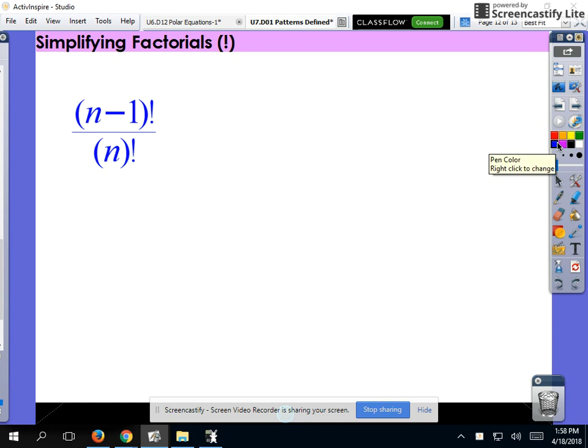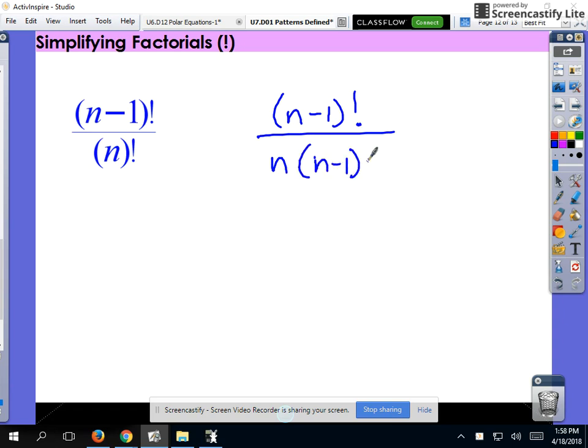All right. Which one should I start with? I probably should start with the bottom, because the top is the smaller term. So n minus 1, I'm going to stay as that. For n factorial, I'm going to do n times n minus 1. Oh, now they match. So cancel and cancel. And so my final answer is 1 over n.